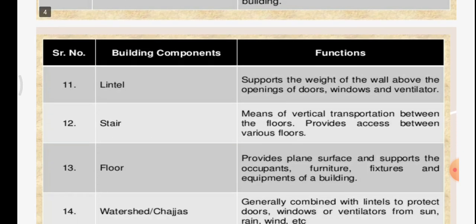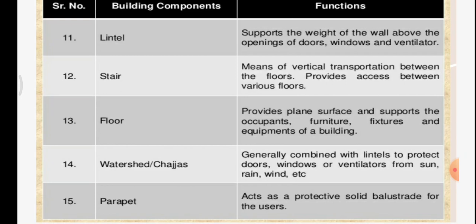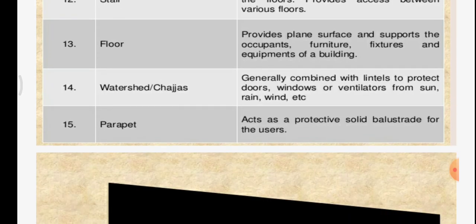Stair means of vertical transportation between the floors, provides access between the various floors. Next one is floor. Provides a plane surface and supports the occupants, furniture, fixtures and equipment of a building. Watershed or chhajja. Generally combined with the lintel to protect the door, window or ventilator from sun, rain, wind, etc. Last one is parapet. Acts as a protective solid balustrade for the users.